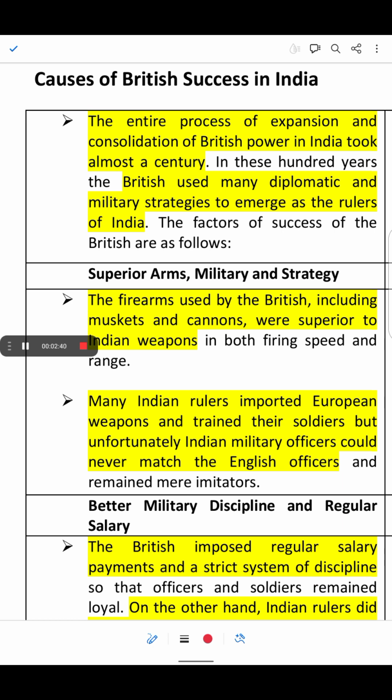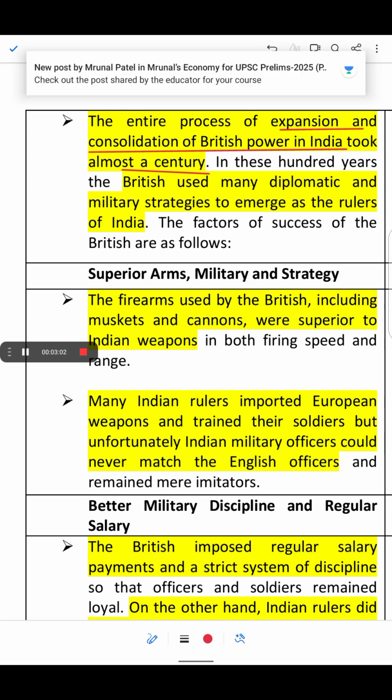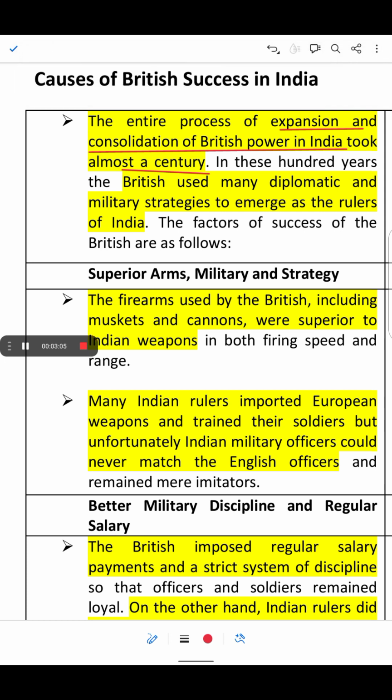The entire process of expansion and consolidation of British power in India took almost a century. It was a gradual process and unfolded over nearly a century, from the mid 18th century to the mid 19th century. Consolidation means taking firm control over a region. So it took over a century for British power to combine military victories, strategic alliances, annexation policies and administrative reform, to consolidate and expand their power in India.